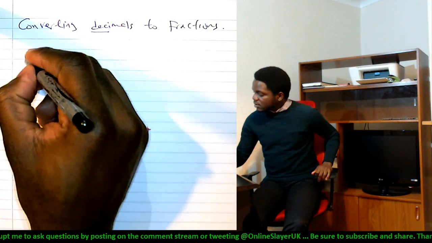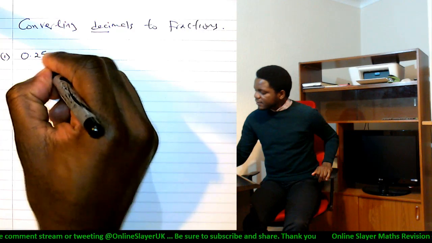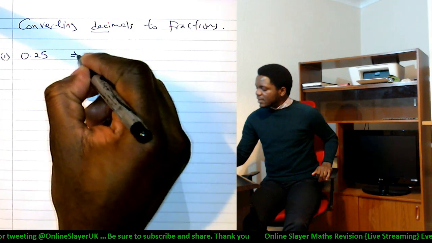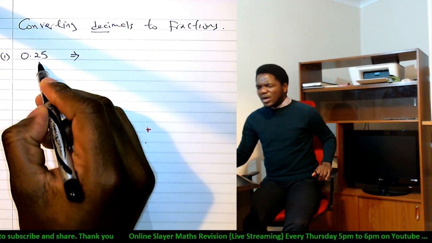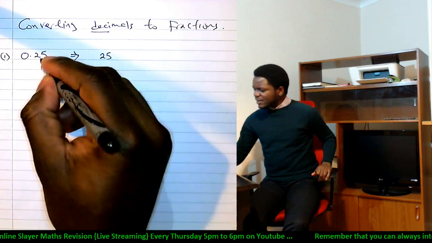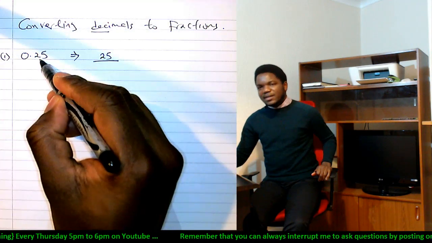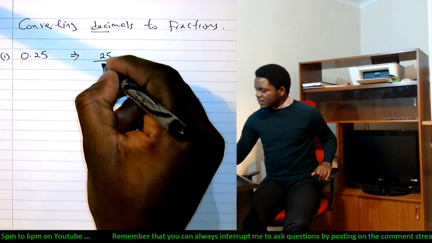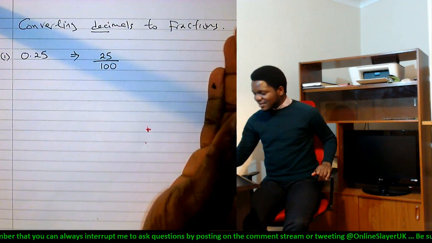So for instance 0.25, when you want to convert that to a fraction, you're going to check what are the numbers I'm seeing here. 25? Oh, forget the dots, we're going to come to that. So how many decimal places? 2. All right then, so that's going to be 2 zeros underneath. That's it.